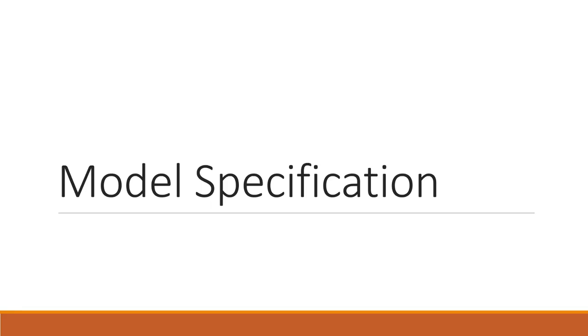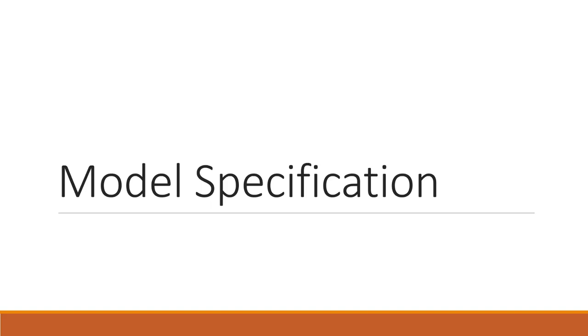But now, let's be a little bit more clear. Let's think more about this. Let's talk about model specification. When I say model specification, what I mean is actually specifying or writing down, determining what your regression model will be. And so when I say that, at least for now, what I mean is what variables am I going to include?